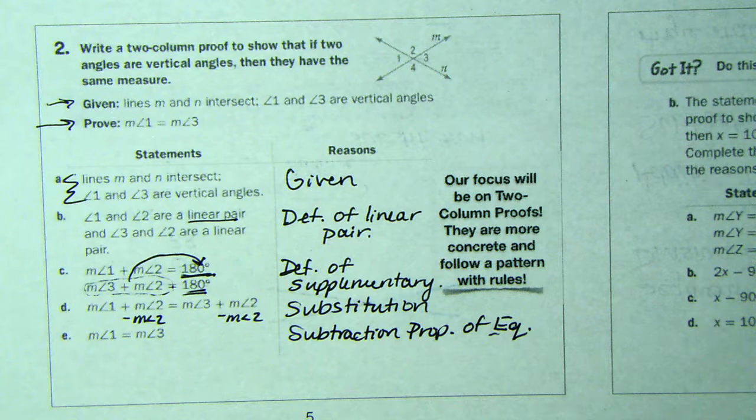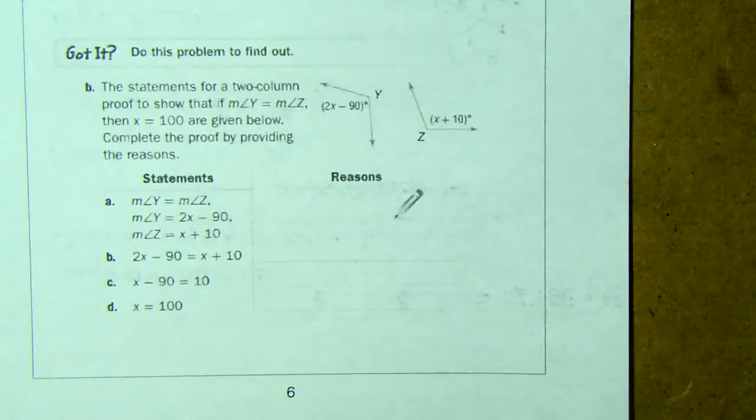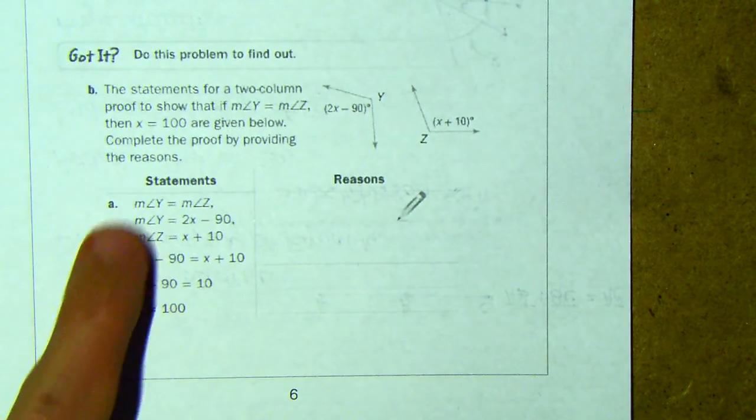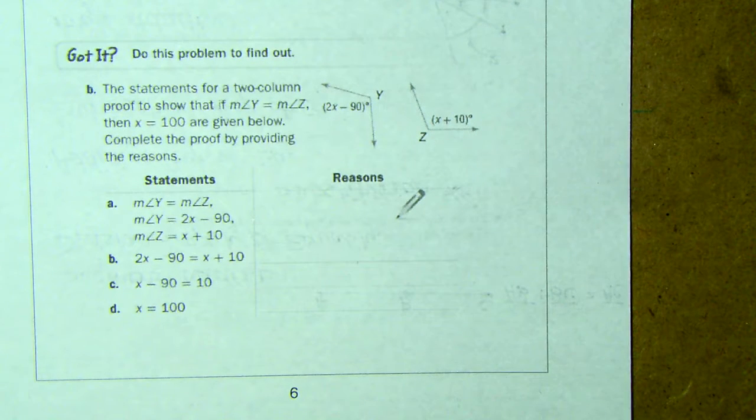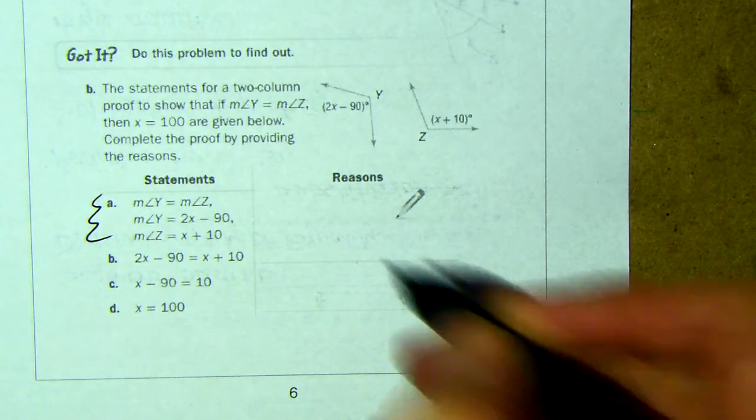So when you're done writing that, let's slide over to slide number 6. In slide number 6, we've got 2 angles. I'm going to leave this up there for a little bit longer so you can finish writing. I'm going to read it. It says the statements for a 2-column proof are to show that if the measure of angle y equals the measure of angle z, then x equals 100. And that all the statements are given below. Complete the proof by providing the reasons. What's all that? It's the given.